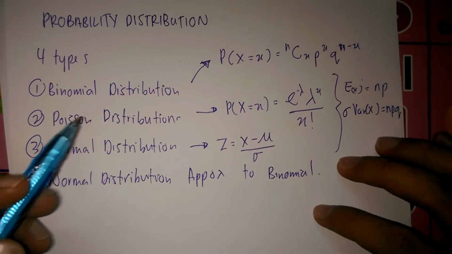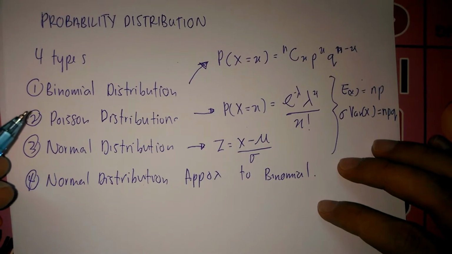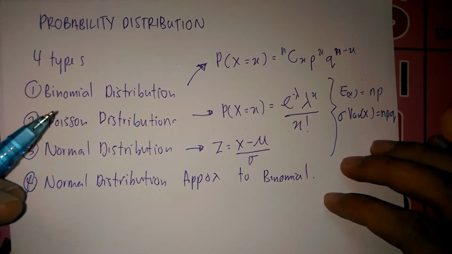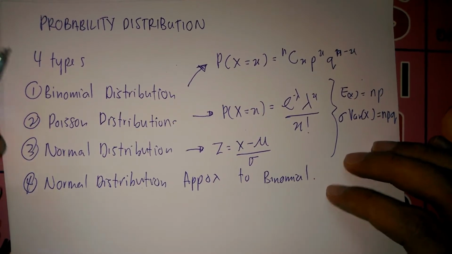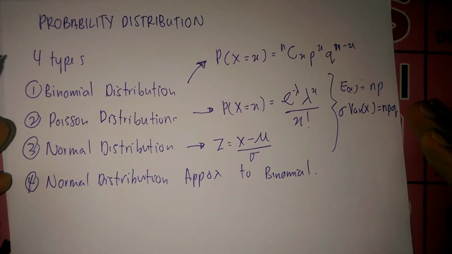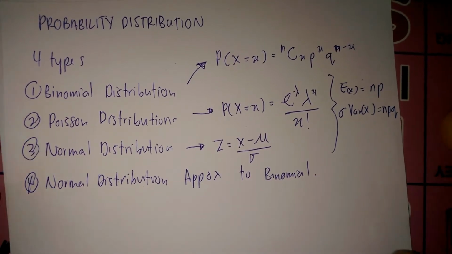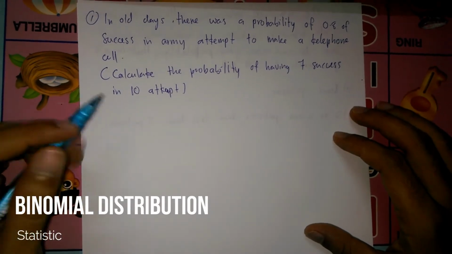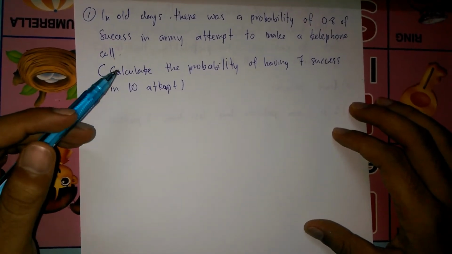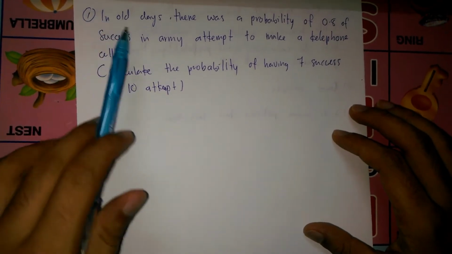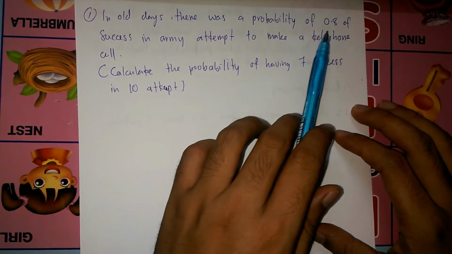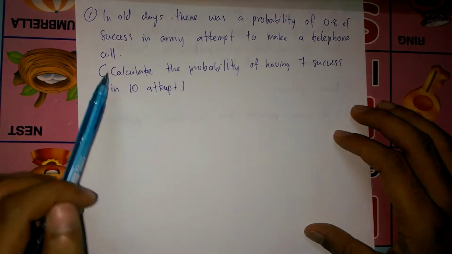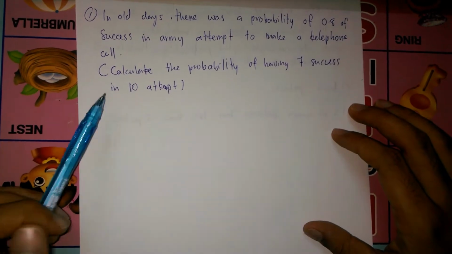For the normal distribution, it is the most important continuous distribution in statistics, for quantities in natural science such as height, mass, age, and so on. Okay, this is our question. First question, an example for the binomial distribution. In a day, there was a probability of 0.8 of success in any attempt to make a telephone sale. Calculate the probability of having 7 successes in 10 attempts.